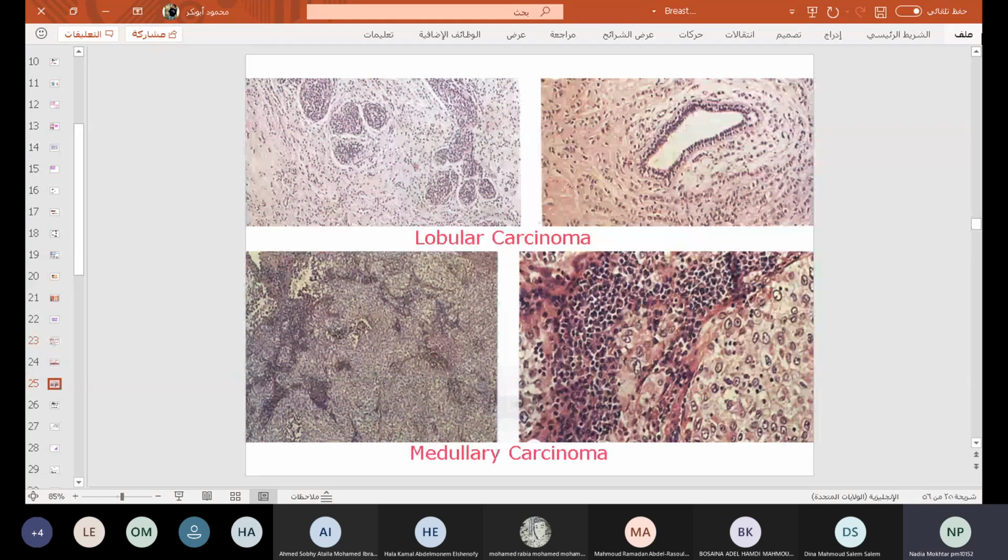Lobular Carcinoma. Here the lobules are malignant and they are infiltrating the surrounding stroma. Medullary carcinoma is a tumor that forms solid sheets of malignant cells, no tubules, no glands, no ducts, just solid sheets infiltrated by small mature lymphocytes. These also are rare tumors that we do not come across. Next.